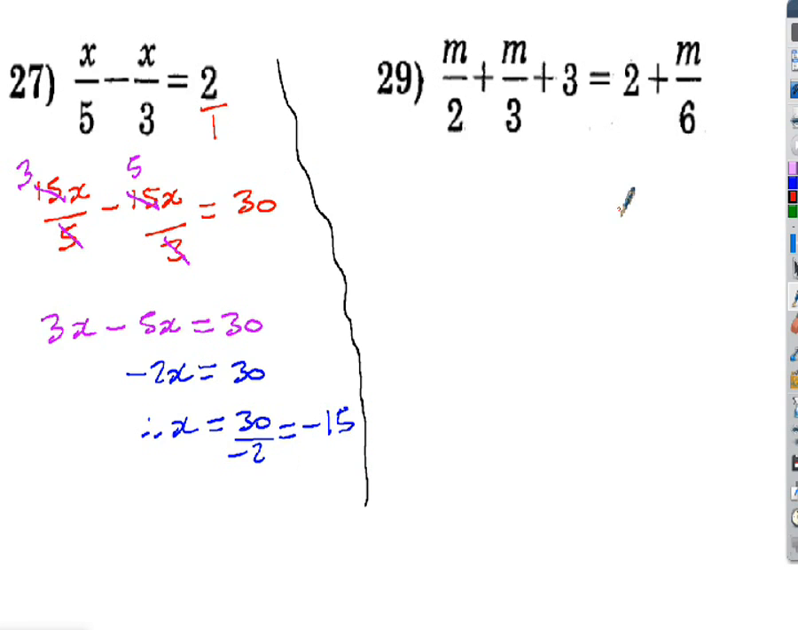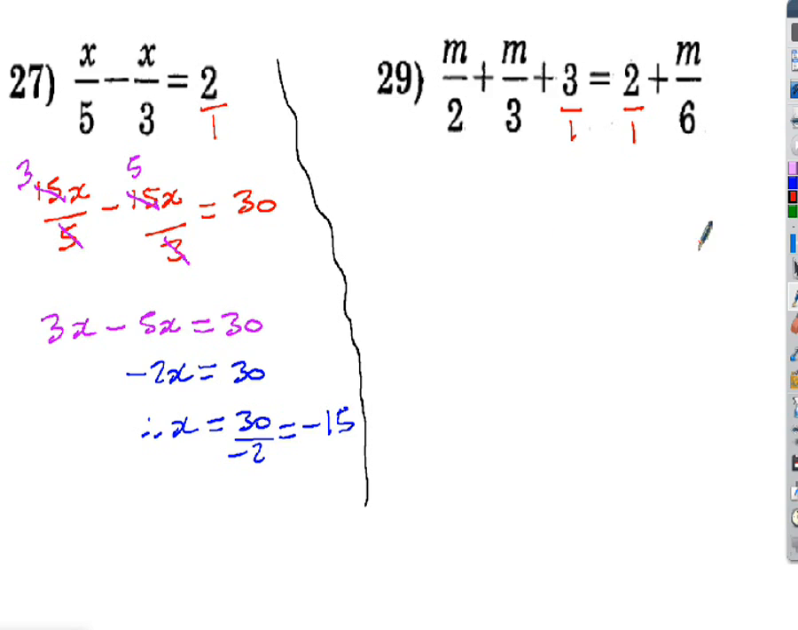Question 29, again we've got fractions to deal with, and again if it helps you, that's 3 upon 1 and that's 2 upon 1, the fraction format. What I think I would do here is multiply throughout by 6, because 2, 3 and 6 divide completely into 6, it's the lowest common multiple, and that will remove the fractions.